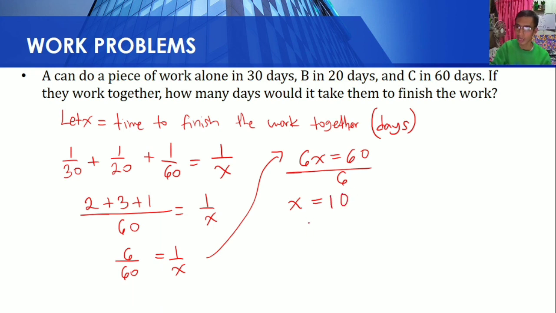Ito na yung magiging sagot natin. They will finish the work together in 10 days. So x is equal to 10 days.